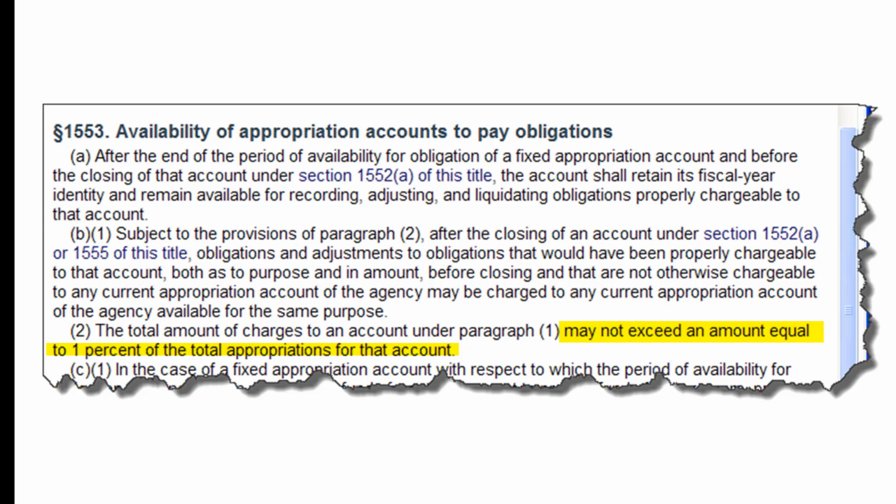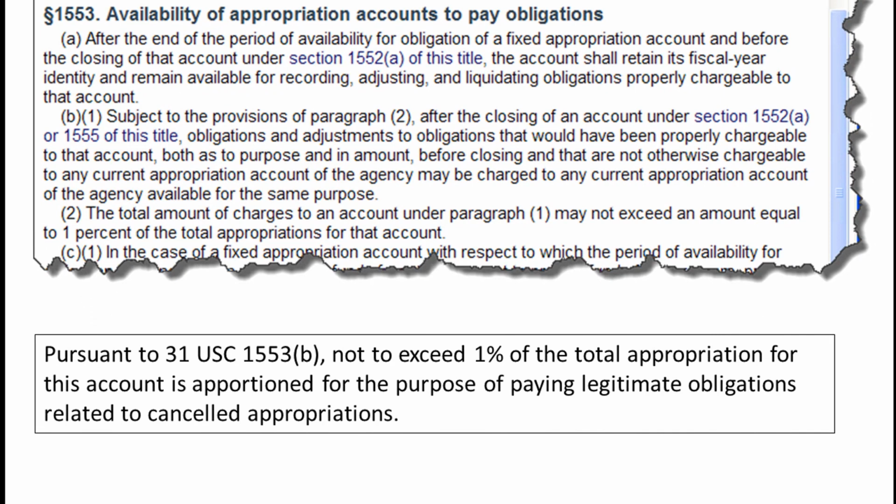For those who prepare apportionments, you may recall seeing a footnote that states, pursuant to 31 U.S.C. 1553b, not to exceed 1% of the total appropriations for this account is apportioned for the purpose of paying legitimate obligations related to canceled appropriations. That footnote, which is required to be placed on most apportionments, is the direct result of the M-Account legislation.